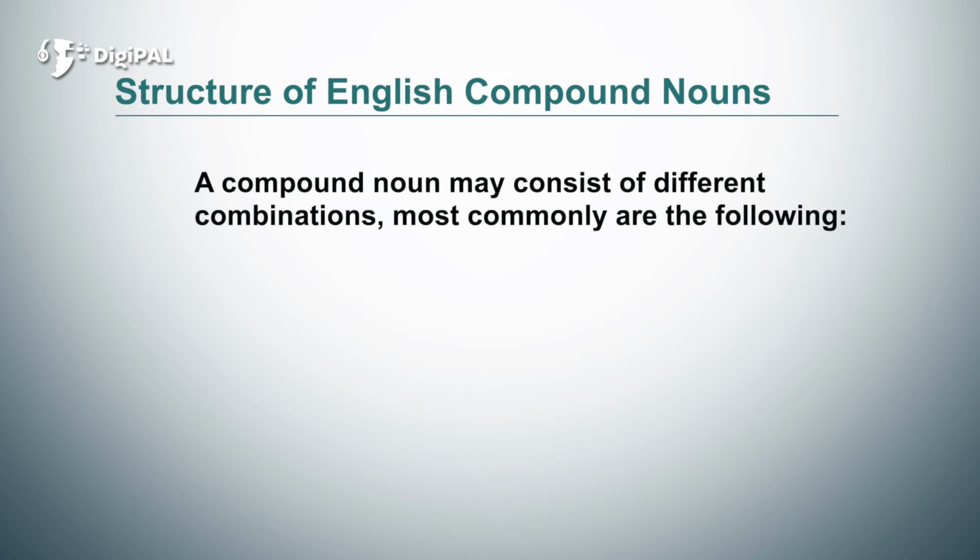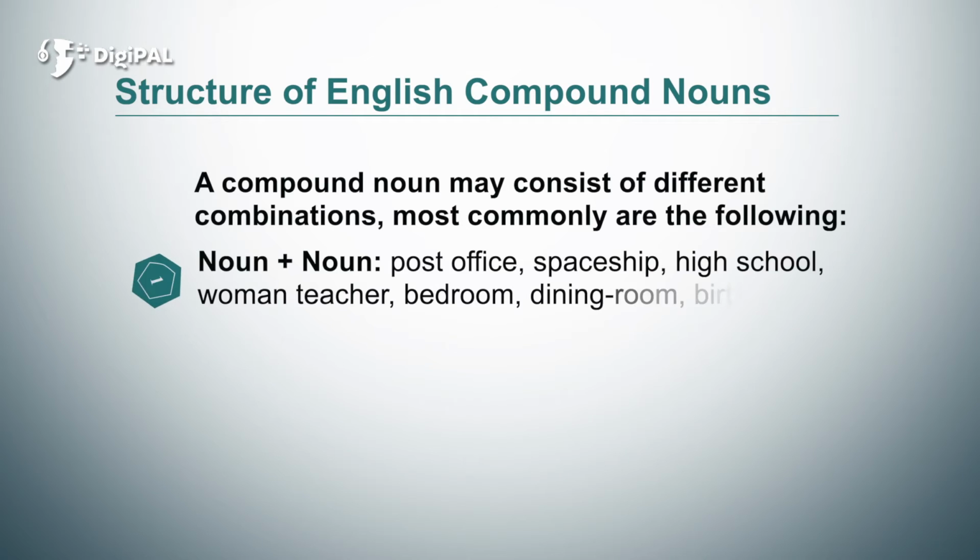So, what are the structures of English compound nouns? Generally, a compound noun may consist of different combinations. Most commonly, these are the following combinations of words. For example, a compound noun comes in the form of a noun plus a noun. For example, post office, space ship, high school, woman teacher, and so on.